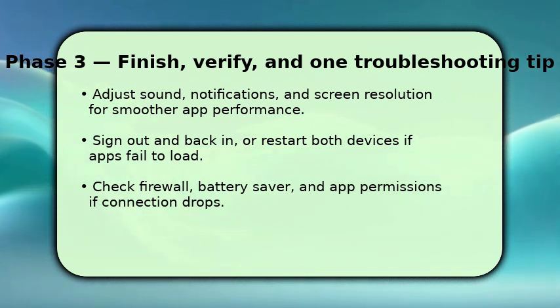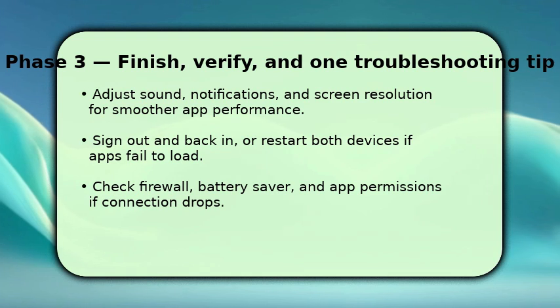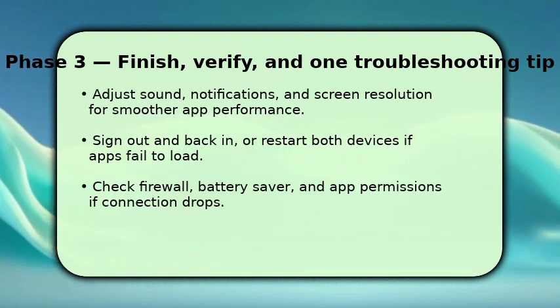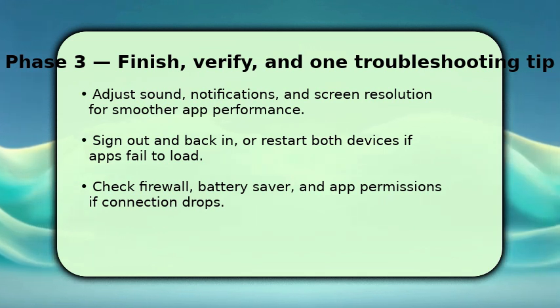Make sure battery-saving modes aren't blocking background activity and allow Phone Link through your firewall. One key troubleshooting tip: if the app list is empty, re-enable storage and notification permissions on the phone, then reconnect. This usually restores full functionality.